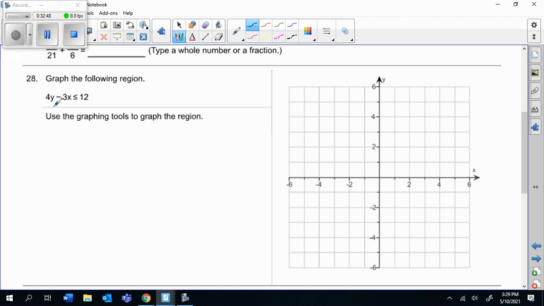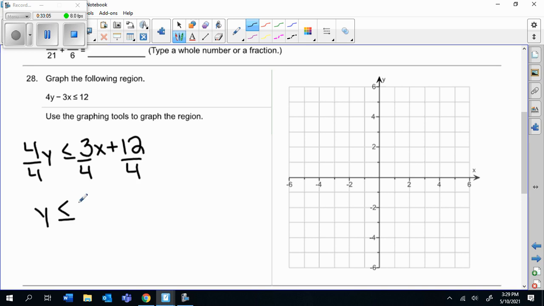When we graph here, we want to solve it for y, so we want to jump that 3x to the other side. So it's going to become a positive 3x plus 12. We're going to divide. So y is less than or equal to 3/4 x plus 3. So up 3. And then we can go up 3, right 4, or we can go down 3, left 4, or we can do both.